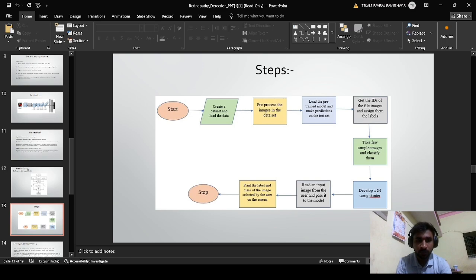The images are pre-processed to a standardized format for the model input. This may include resizing, normalizing, and formatting the conversion to match the model's requirements. The next step is to load the pre-trained model and make predictions on the test set.